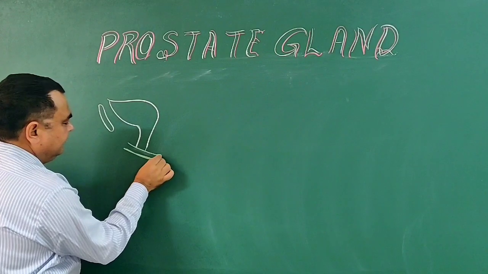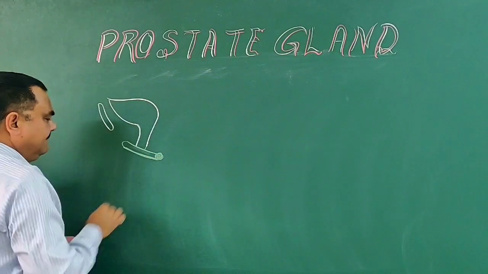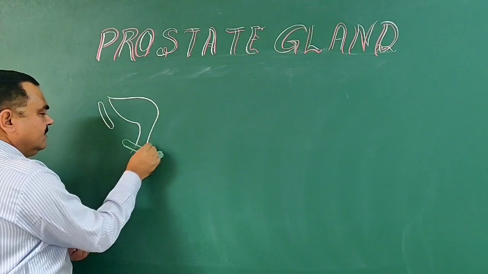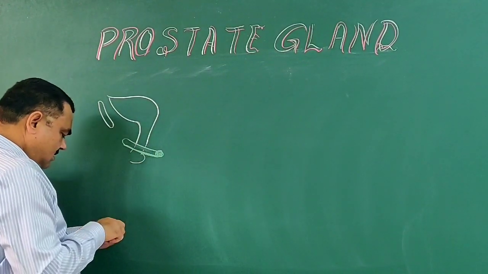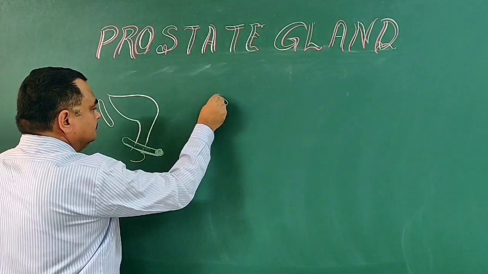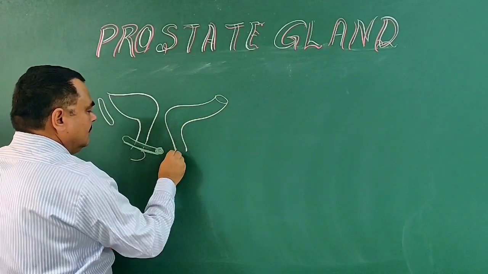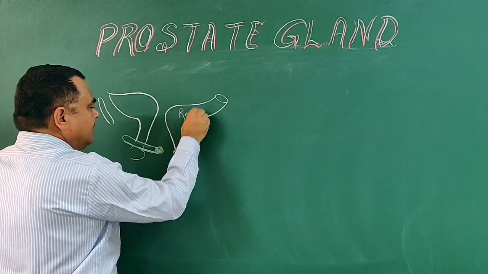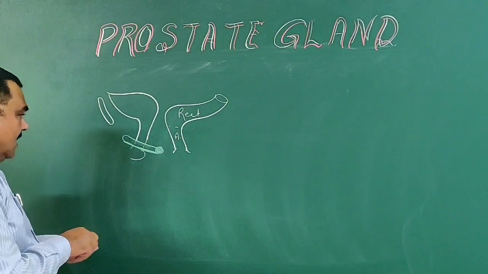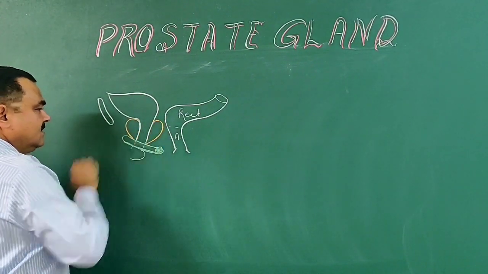urogenital diaphragm. This is the perineal body, this is the urogenital diaphragm. Here is the perineal body. This is the membranous urethra. Here is the position of the rectum, and this is the anal canal. And this is the position of the prostate.